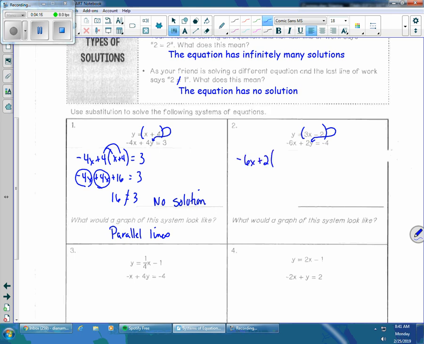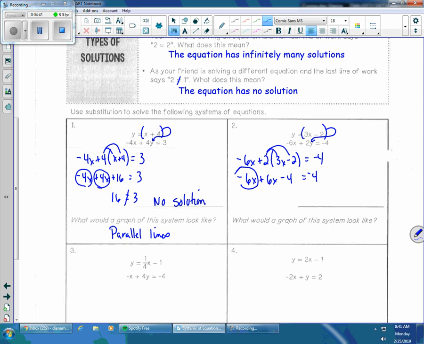Instead of y, I'm going to write 3x minus 2 equals negative 4. I'm going to distribute to remove those parentheses. So I'll have negative 6x plus 6x, 2 times negative 2 is going to be a negative 4 equals negative 4.